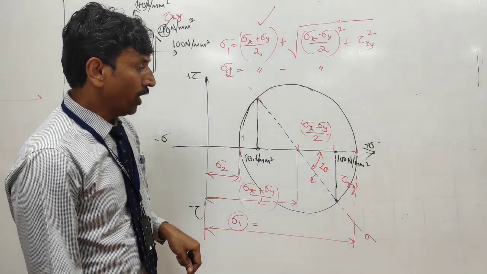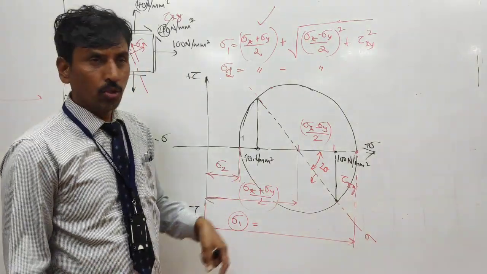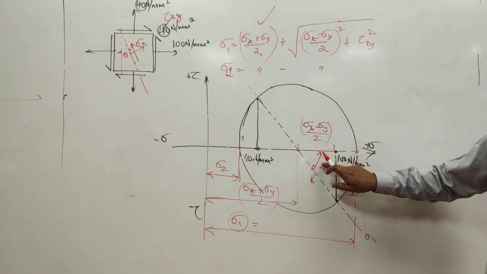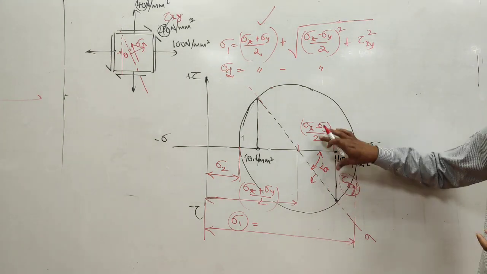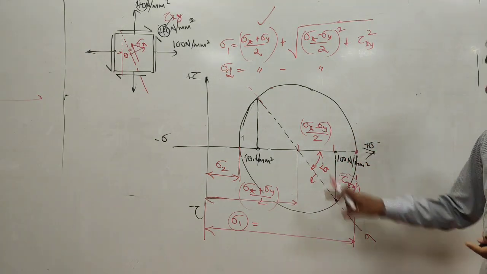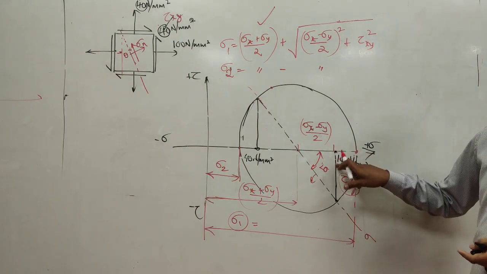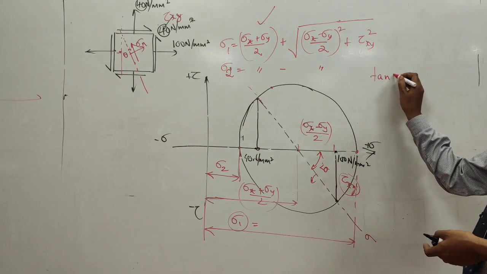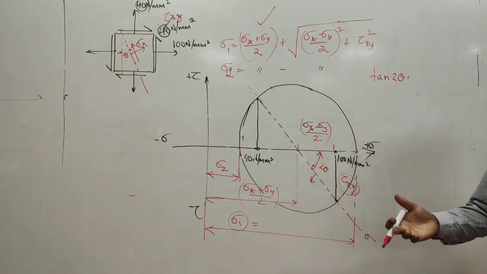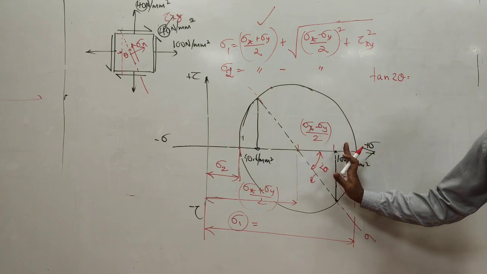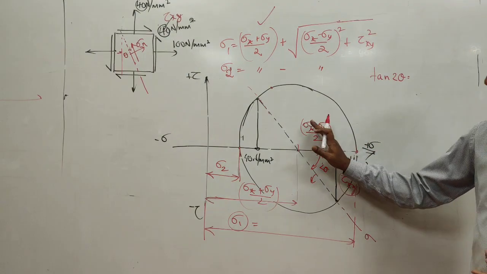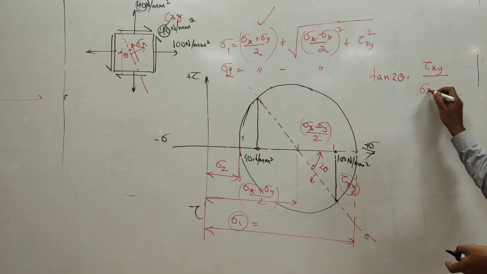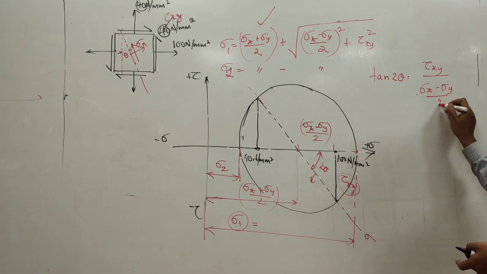Okay. So since you know this side, can you calculate this? Can you build a relationship between this and this side? Will you use sine for this? Will you use tan? You can use tan 2 theta. What is tan theta actually? Opposite by adjacent. Opposite is tau xy, adjacent is sigma x minus sigma y divided by 2.